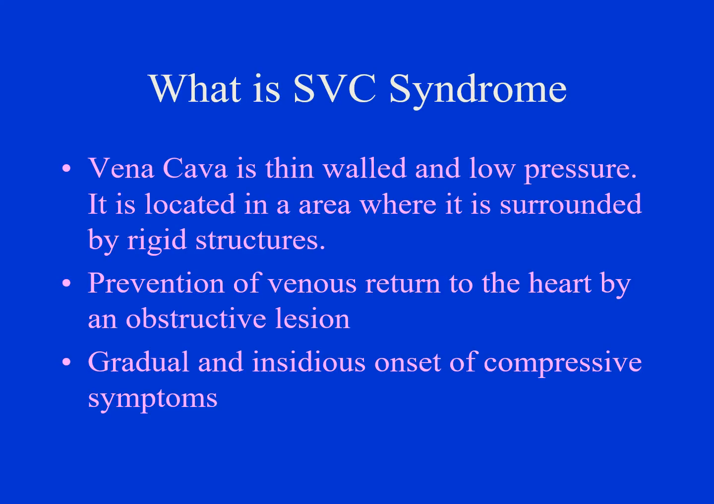Next, I'm going to talk about superior vena cava syndrome. Superior vena cava syndrome happens when there's obstruction to the vena cava. Vena cava is a really thin-walled and low-pressure venous structure that's in the bony section of your chest. Everything that surrounds it is stronger than the vena cava. You have all your arterial structures, you have bones. All of those are relatively inflexible, while the vena cava is weak. So you have prevention of venous return to the heart by an obstructive lesion, and usually the onset of symptoms is gradual and insidious.